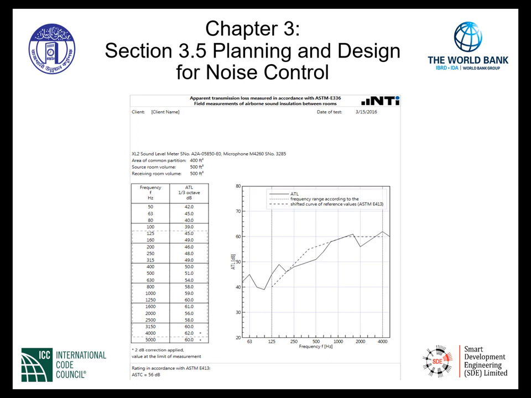bands. These transmission loss values, noted as ATL in the table, are plotted on a graph and then compared to standard STC contours. Whichever curve is most closely resembled is the STC rating that is assigned to the assembly. As we look at the graph, the solid line is the transmission loss values plotted at the various frequencies, and the dashed line is the standard curve for an STC of 56.